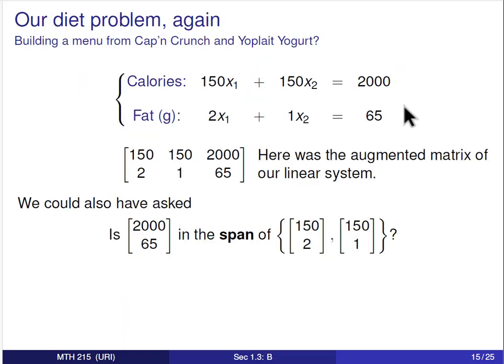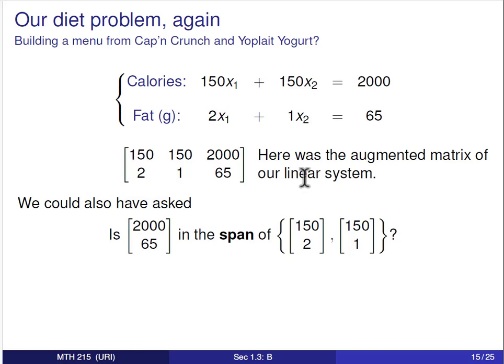All right, now let's take a quick look back at our very first video or two. You'll remember that back then we were talking about building a diet, a menu of Cap'n Crunch and Yoplait yogurt, and we wanted to do so in such a way as to max out our recommended daily calories and our recommended grams of fat. When we did ask that question, we put these coefficients into an augmented matrix, and we talked about a solution to the linear system there.